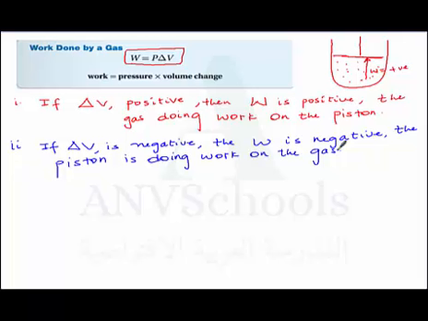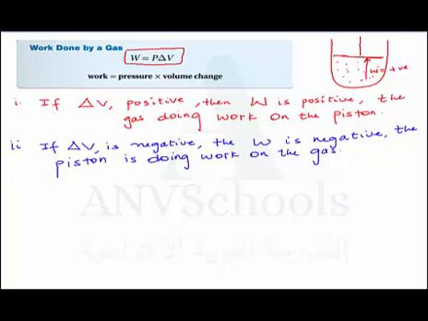So the second case is where the gas particles are contracting. In this case, the particles are becoming close together. Thus the volume is decreasing. So when there is a decrease in volume, that means the piston is exerting pressure on the gas so that its volume decreases. So in this case we have a negative work done, which means work is done by the piston on the gas. That's the second case.